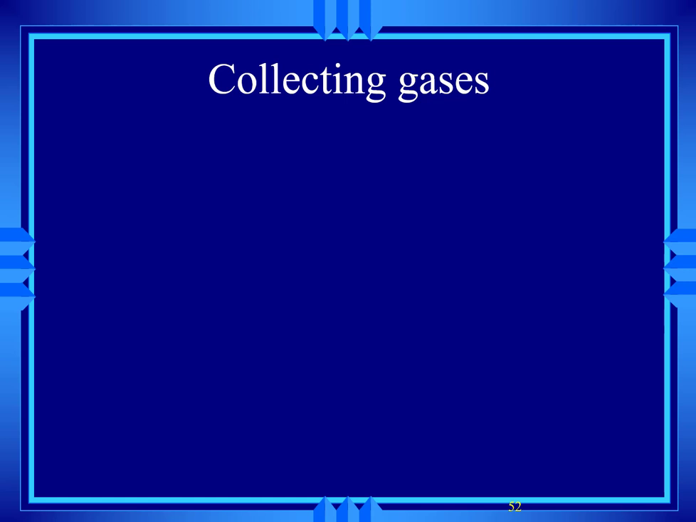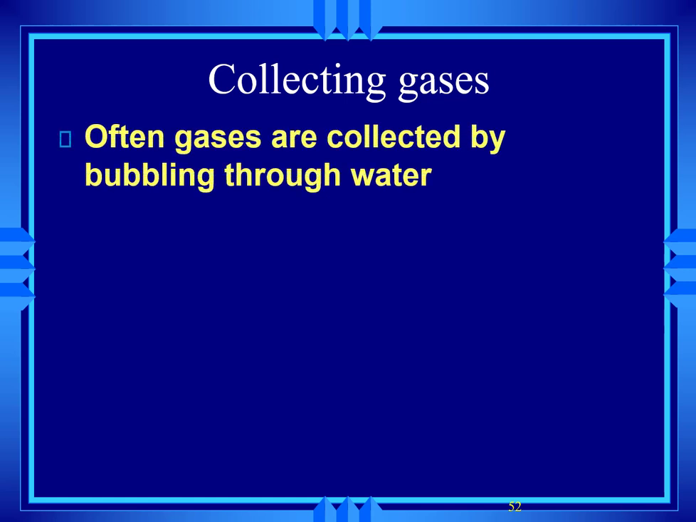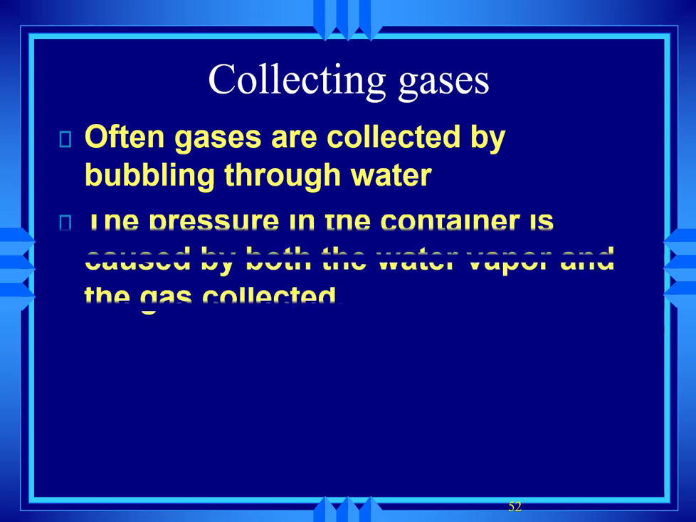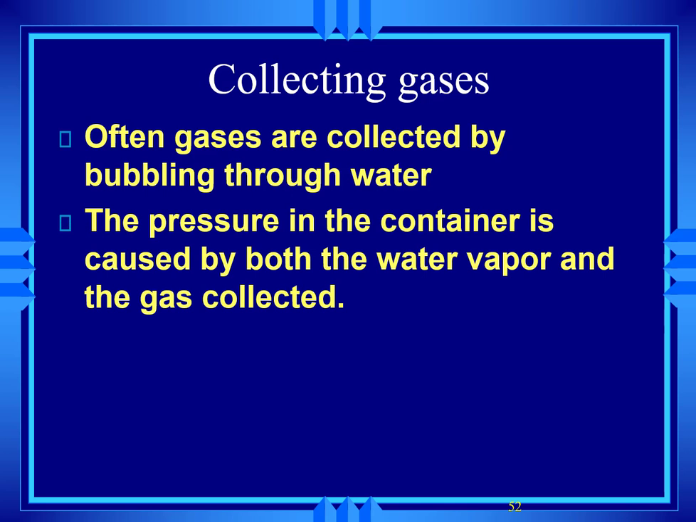Okay, so the easiest way to trap gases is the way we trapped them, by bubbling through water. We want to catch that butane in order to make sure it was sealed. We bubbled it through water so we could direct where the bubbles went to. The water made a great seal. So in that container, the pressure is going to be caused by the gas collected and by the vapor, the water vapor.